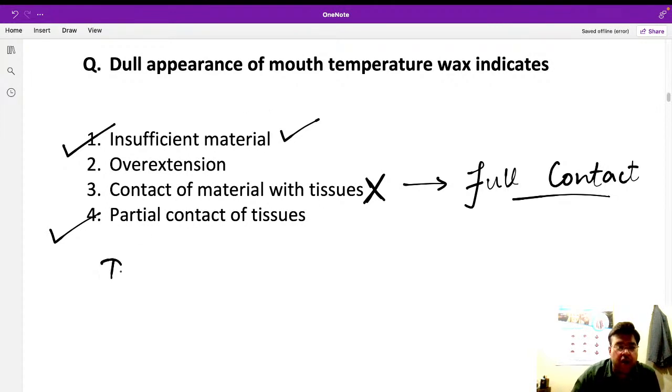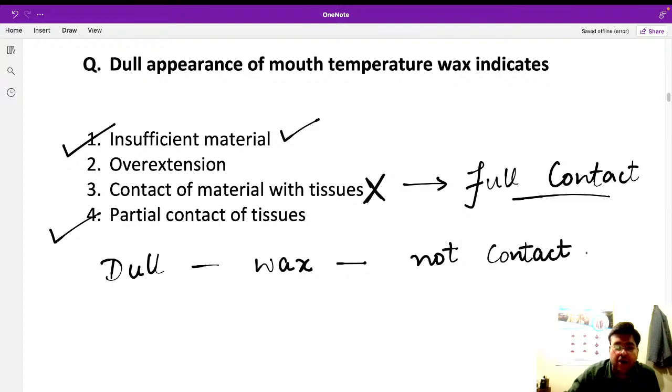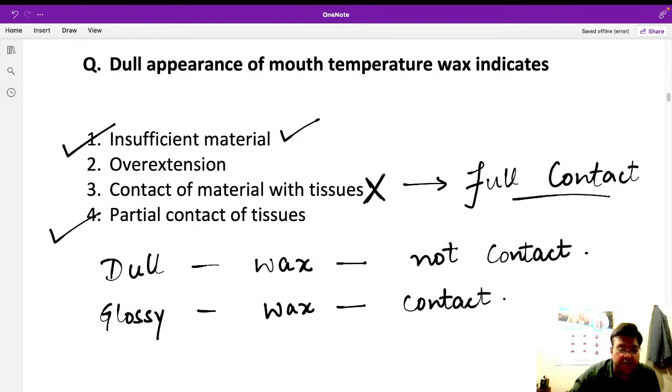Now what you need to understand is that when we are talking about dull appearance of wax, it means that it is not in contact with the tissues, not in contact with the tissues. If we are talking about glossy appearance of wax, glossy appearance means it is in contact with the tissues.